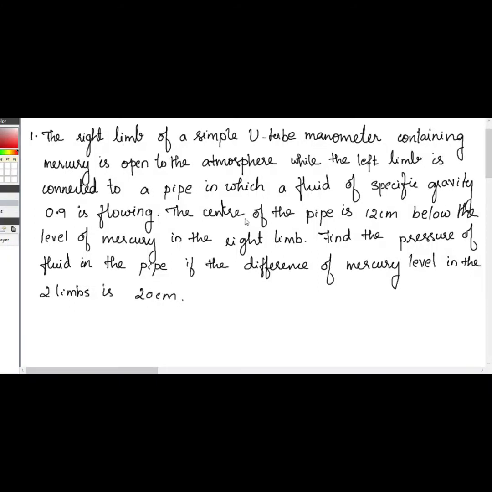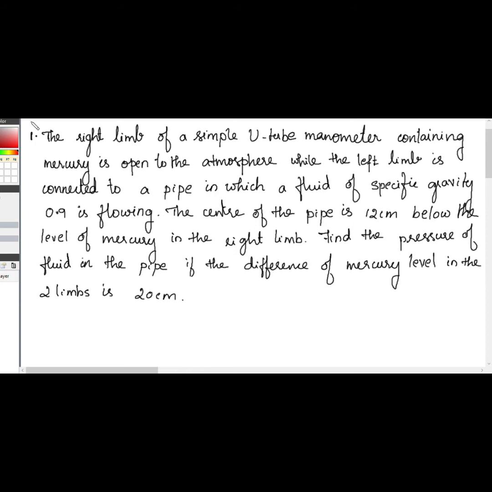In the last class, we saw the instruments for measuring pressure: pressure measuring instruments, piezometer and manometers. Now we will solve a problem using manometers.